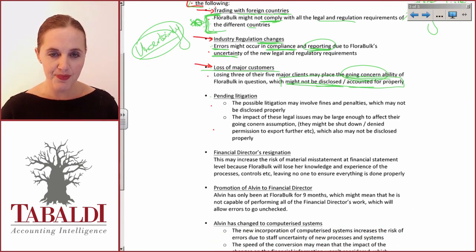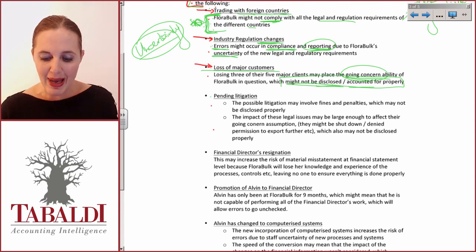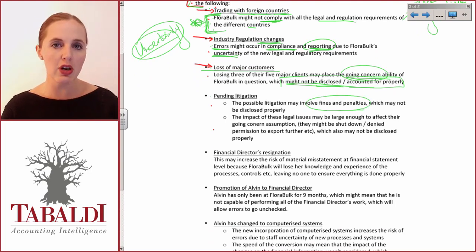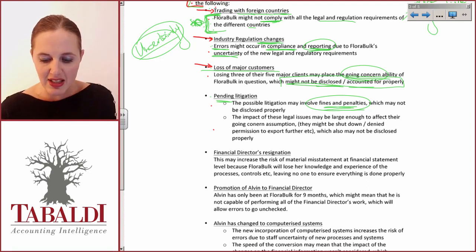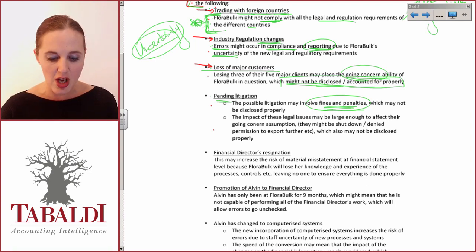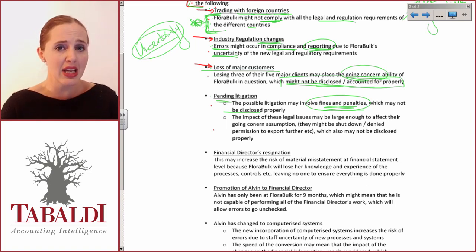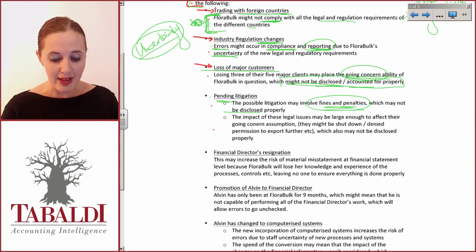Pending litigation. The possible litigation may involve fines and penalties. Get to the crux of the matter. So what that they're going to be sued? What is the possible impact on the financial statements? Where does the risk lie? It lies in the fact that there might be penalties and fines which haven't been disclosed. Again, if you have penalties and fines, I don't care. It's not my problem. One, that's a business risk. The fact that you're going to have to pay fines and penalties is not my problem.